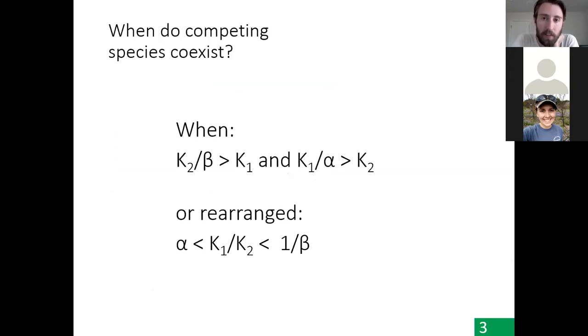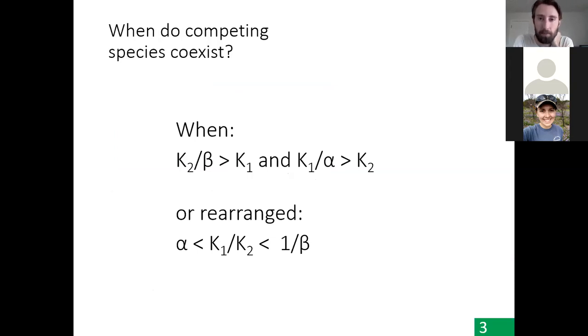All right, and we were really focused on this specific situation where the two species coexist. And we learned that that happens in this set of scenarios. So these are the X and Y intercepts and their relative sizes. When K2 over beta is greater than K1, and when K1 over alpha is greater than K2, that's when the species are predicted to stably coexist.